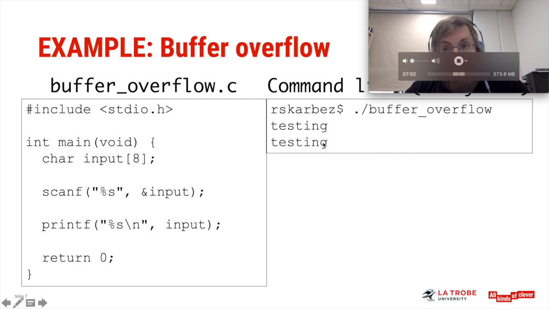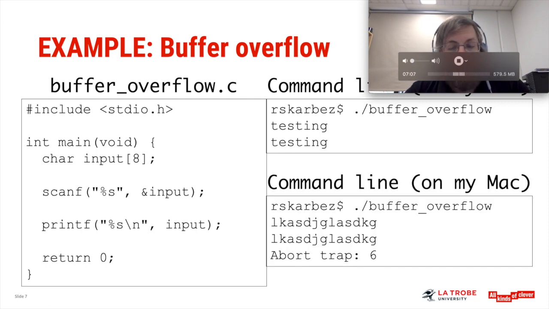Everything works just fine. I type in a bunch of random garbage from my keyboard, and I get this abort trap 6, which is my computer looking out for me. My operating system is saying a program tried to access memory that it wasn't allowed to access, so I have prevented them from doing any damage with that, right? And that's because this is too many characters to fit in here, which only holds 8, right?